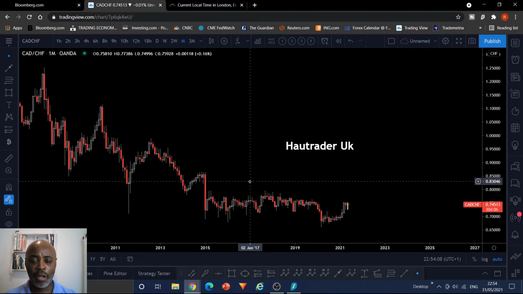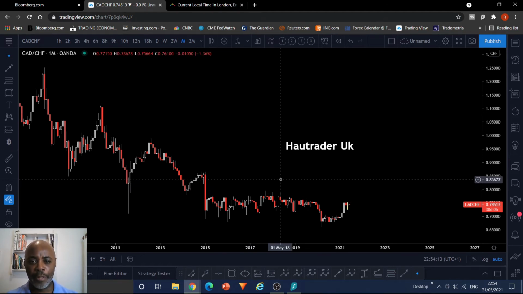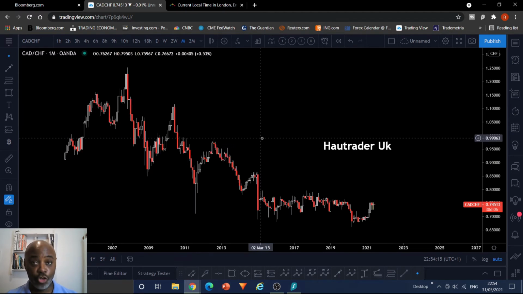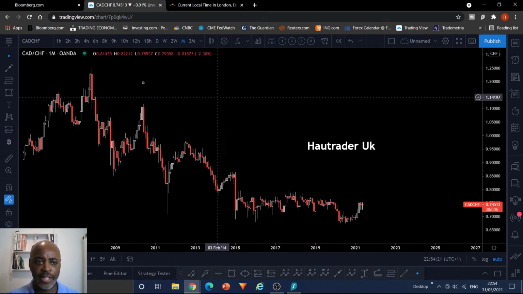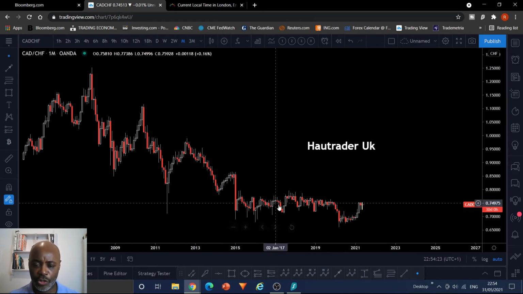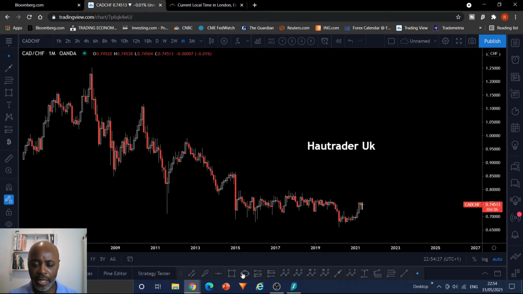I'm going to show you technically what I've seen, and why I'm looking to probably take a short position in this pair, a short-term short position in this pair. Now, as I said, we're here on the monthly chart of the CAD Swissy, the Canadian dollar Swissy. What I'm actually looking at is this area here. What am I looking for here? I'm looking for this arrow.